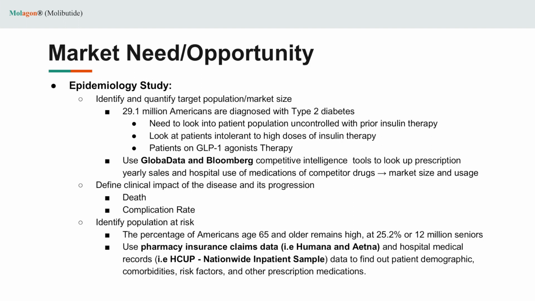And lastly, we want to identify the population at risk and which patient group molybutide can make the most impact on, either in improving outcomes for the patients or improving cost effectiveness for payers. This would include looking into pharmacy insurance claims data and hospital medical records, like HCUP data, to understand the demographics and current status of the patient.